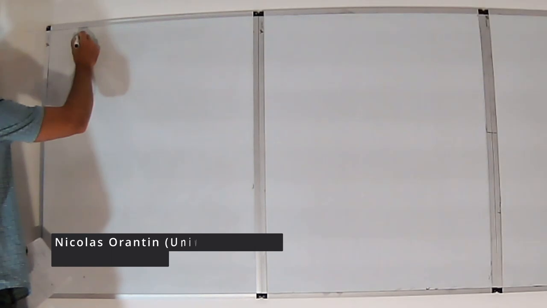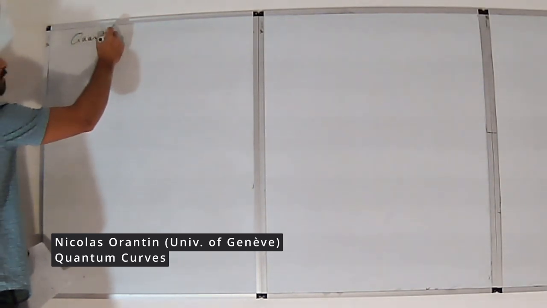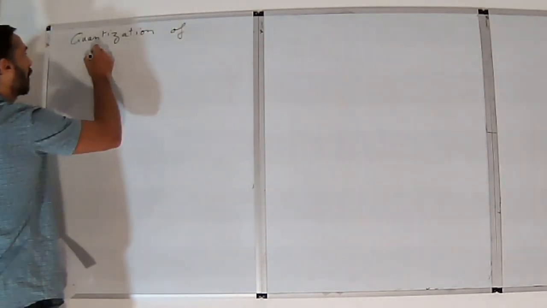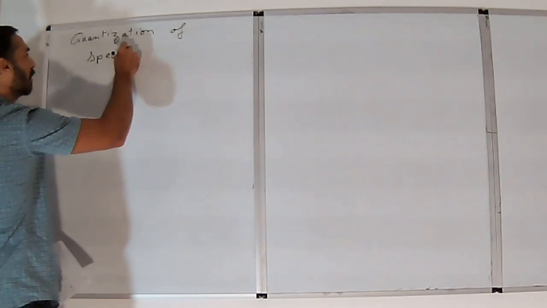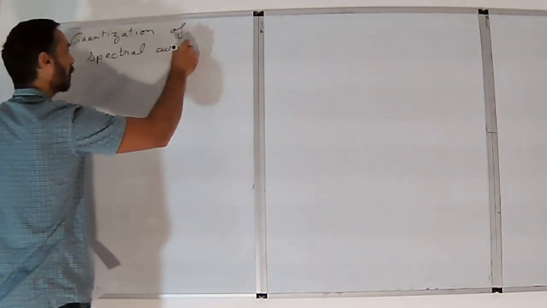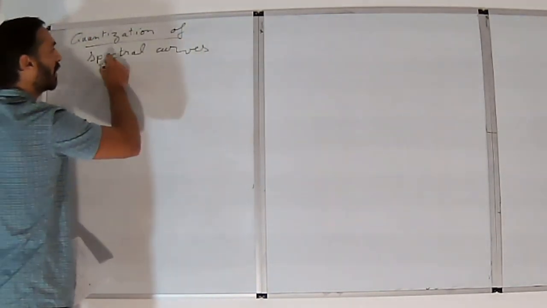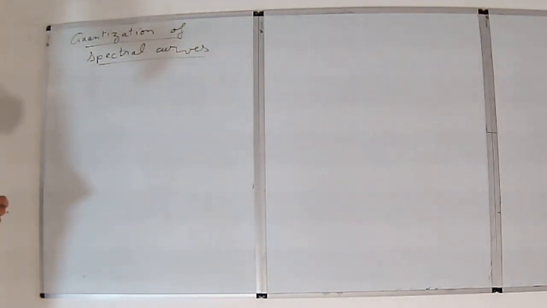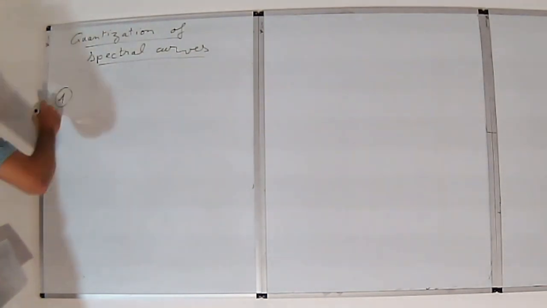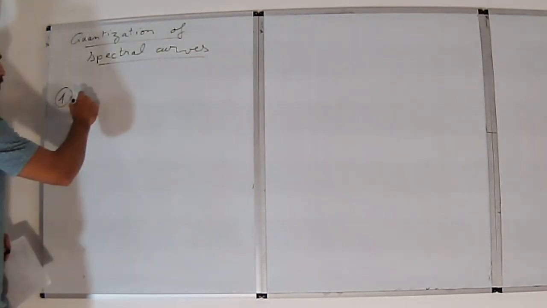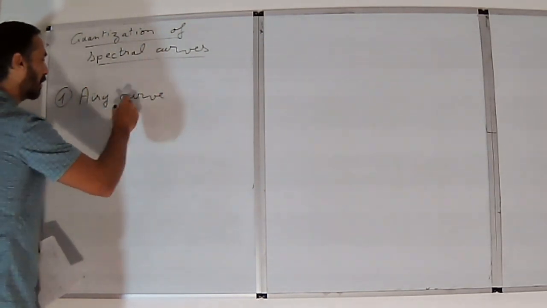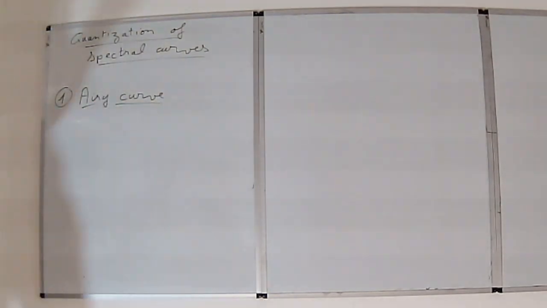So the topic of this lecture will be a quantization of spectral curves by topological recursion. So can you read it? Yeah, on the camera as well. Okay. So let me begin with a short introduction using the Airy curve, which was studied quite a lot as far as I could hear last week.